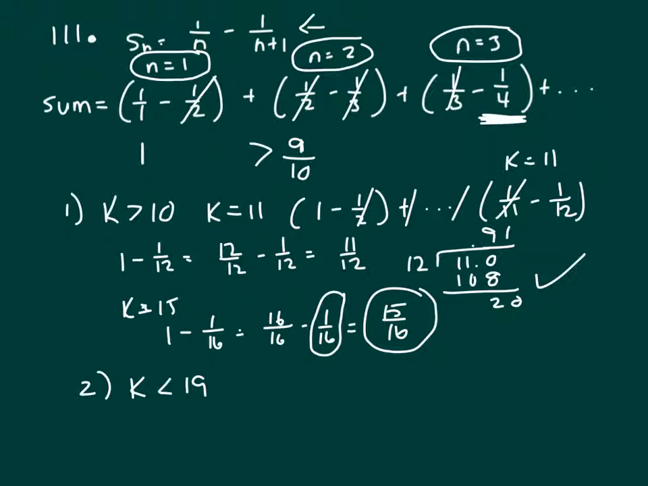So let's let k be 5. 5 is less than 19. If k equals 5, you're going to be left with 1 minus 1/6. And that's 6 over 6 minus 1/6, which is 5/6. And 5/6, that's 5 divided by 6.